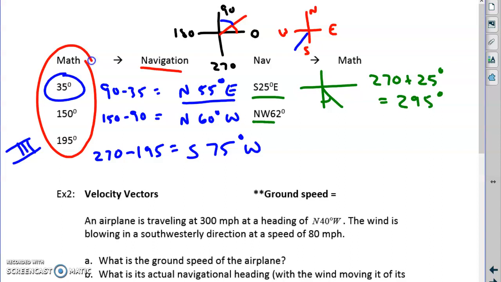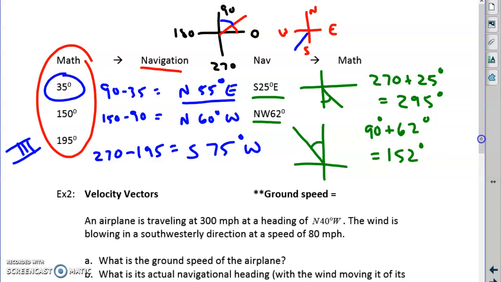And then we have northwest 62. Again, let's get a reference where we are. Northwest is quadrant 2. That 62 is right there. I'm going to do 90 plus that 62, which equals 152 degrees. Again, the angles we're going to use in our computations will be the math angles, the green angles here. We'll be given them, however, in navigation.